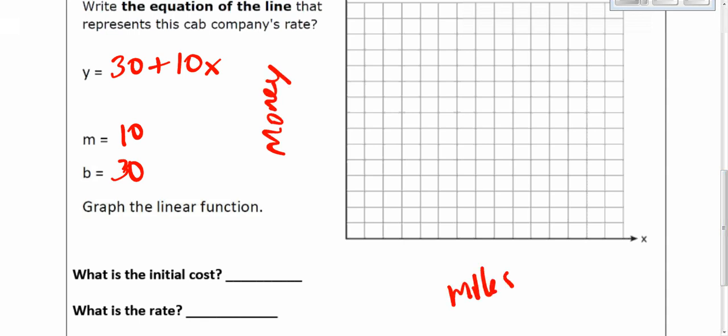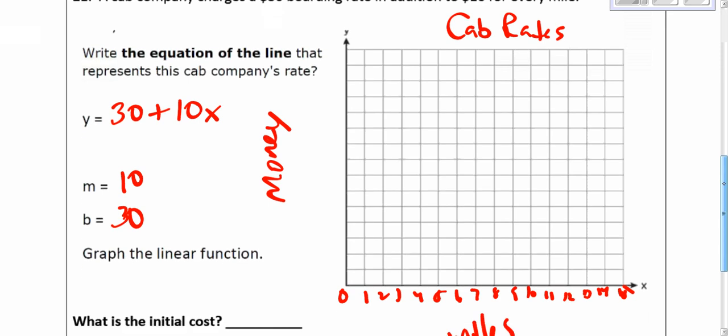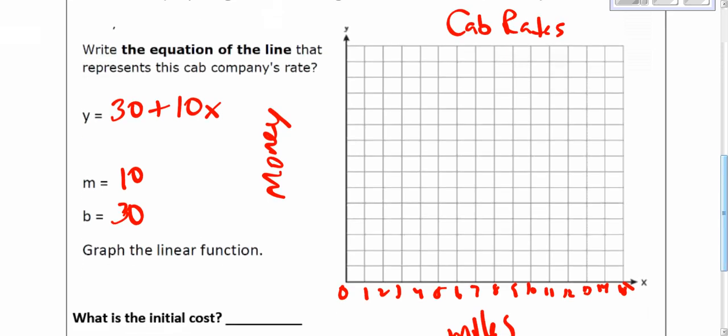miles. Miles, I'm just going to count by ones. 1, 2, 3, 4, 5, 6, 7, 8, 9, 10. But the money is a little trickier. It's $10 for every mile. So I have two options. Option 1, I can just count by tens.